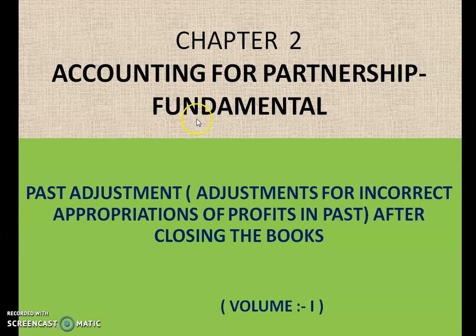Children, we were discussing chapter 2, that is accounting for partnership firm fundamentals. This is a chapter from your volume 1. In this chapter, the next concept which we are going to discuss today is the past adjustment, or adjustment for incorrect appropriation of profit in past after closing the books.